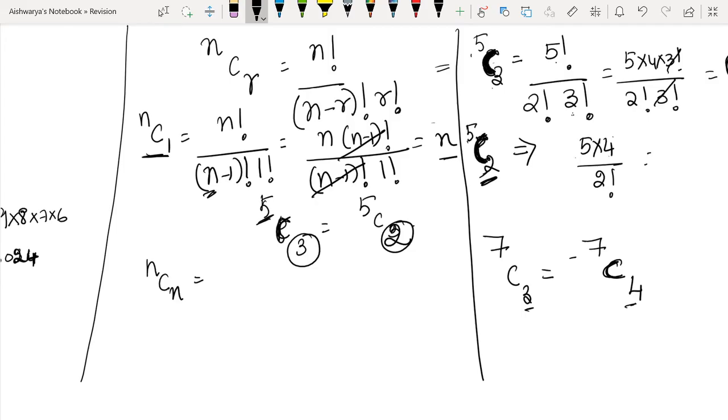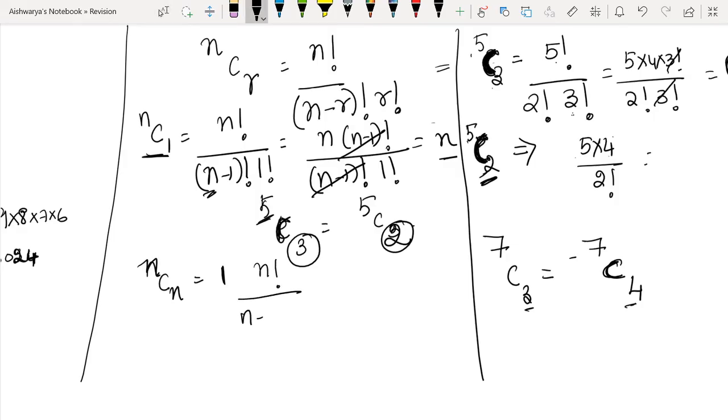Now come to nCn. What is nCn? You tell me, even without calculations, you have 5 objects. From the 5 objects you have to pick up all the 5 objects. In how many ways can you do that? Anybody? Krishna Prasad? One way only. Correct. Because from 5 objects you have to pick up all the 5 objects. In what other way can you do? Only one way. So that is why nCn is always 1.